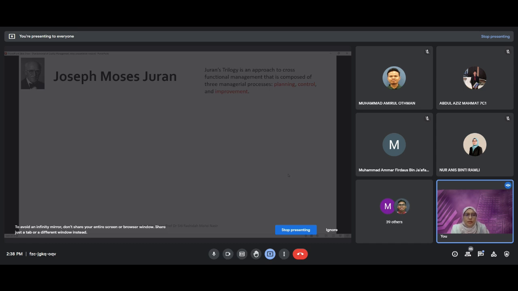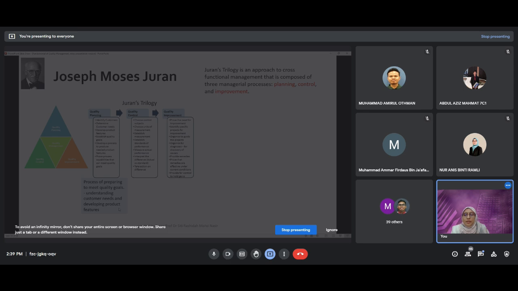And Juran also established an approach to cross-functional management that is composed of three managerial processes, which are planning, control, and improvement. He is known for this trilogy. This trilogy consists of quality planning, the process of preparing to meet quality goals. It involves understanding customer needs and developing the product features.